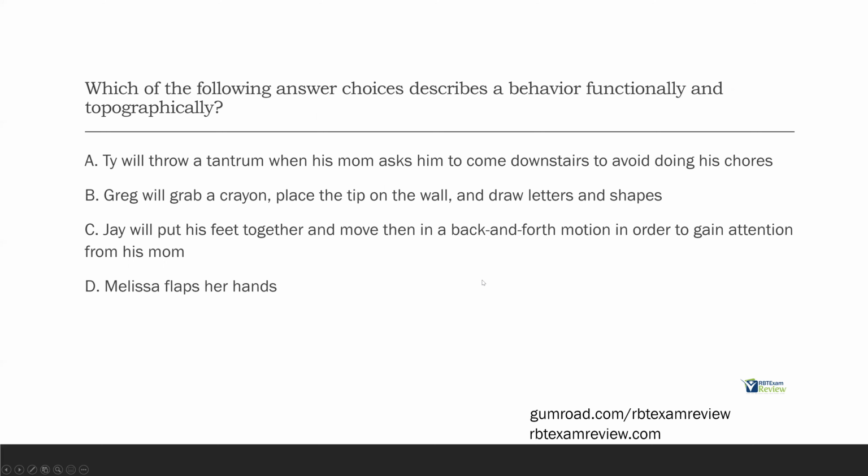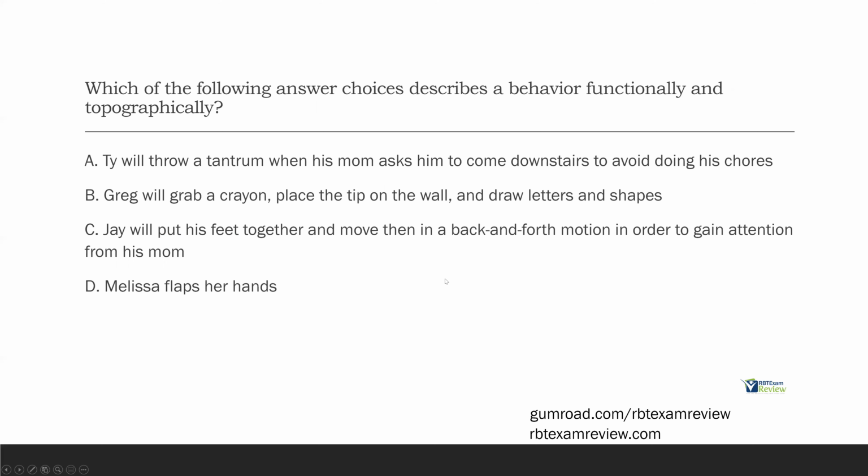C, Jay will put his feet together and move them in a back and forth motion in order to gain attention from his mom. All right, this is much better. We obviously have the function, right? Gain attention from his mom, but we also have a much better topographical description. You can tell what we're trying to look at here. Put feet together, move them back and forth motion. We can all see that, right?